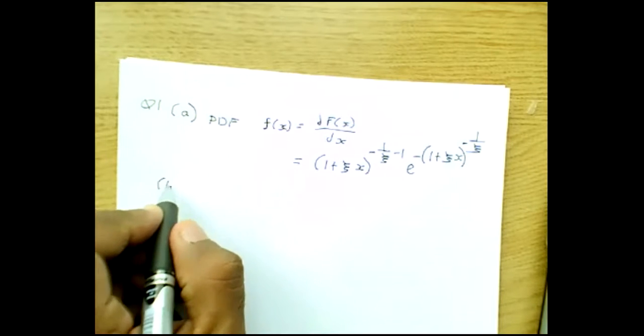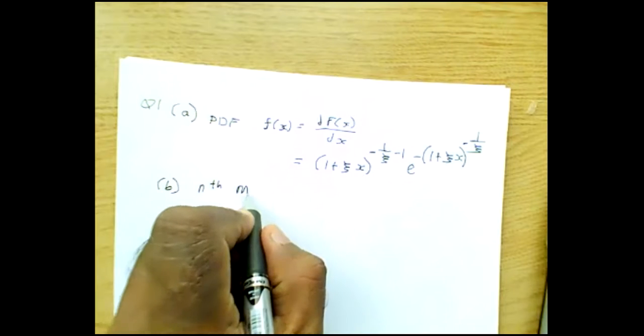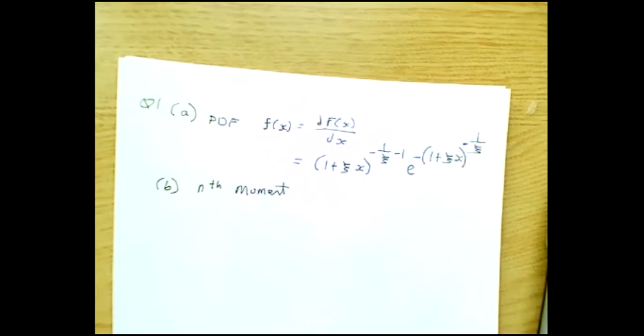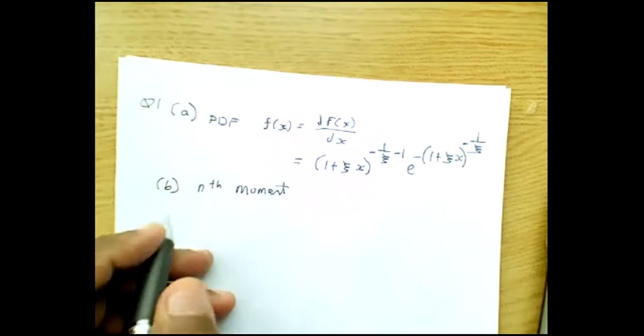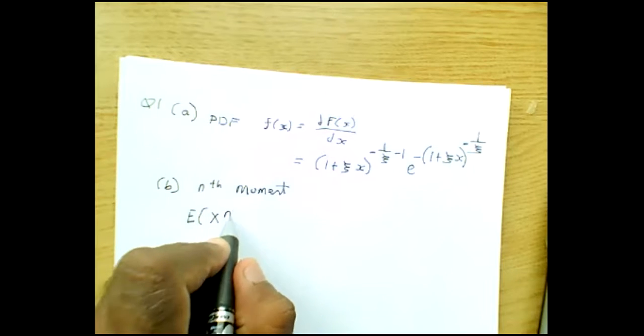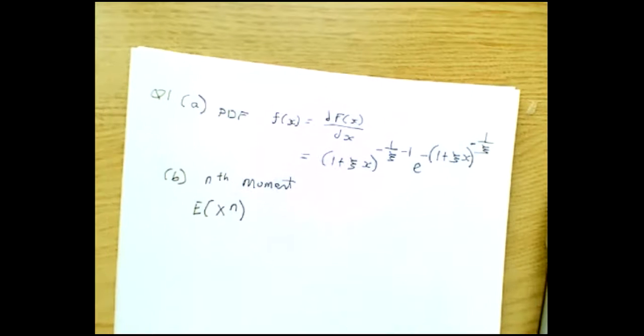Part B is to find the nth moment. Right, when I say the nth moment, what I mean is the following. I mean the expected value of x to the power n, right? This is what I mean by the nth moment. If you have any questions, guys, just use the chat room.